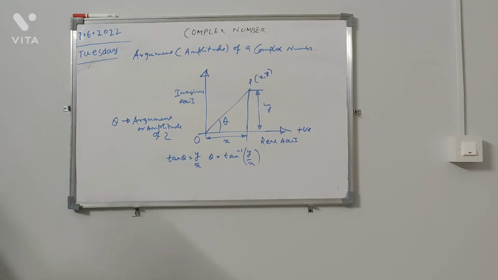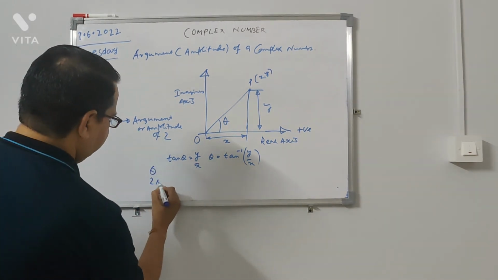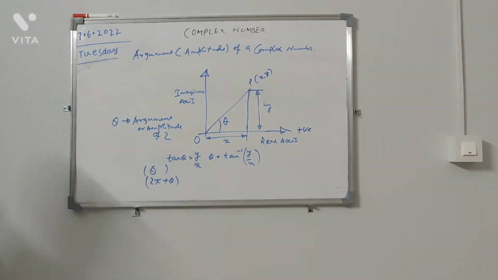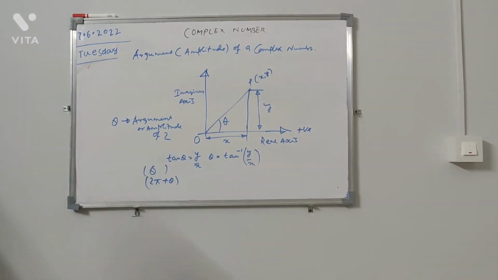The argument value of z is not unique; it is theta or 2 pi plus theta. So just remember at this stage that the angle which OP makes with the positive real axis is called the argument, and its value is nothing but tan inverse y by x.